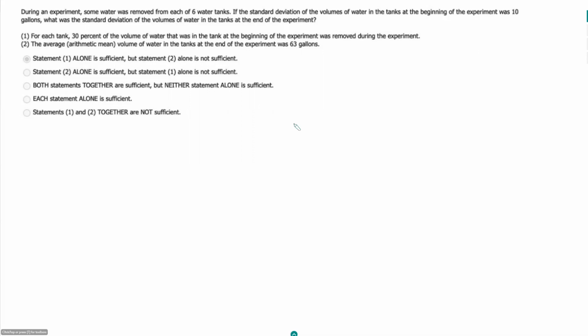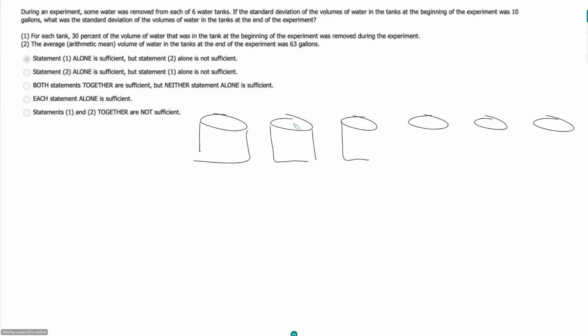Okay, so we got 6 tanks. And they all have some amount of water in them. And we don't know necessarily that they all have the same amount, and then some water was removed from each of them, and we also don't know that the water removed was the same for each of them. All we know is the standard deviation was 10 gallons originally. And so let's say my 6 tanks are A, B, C, D, E, and F.